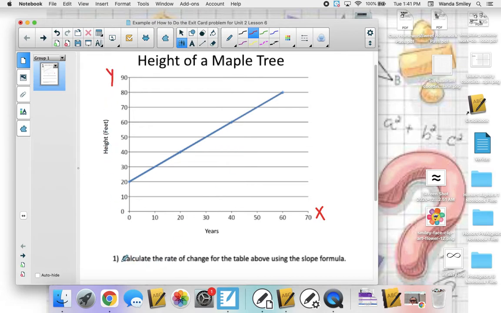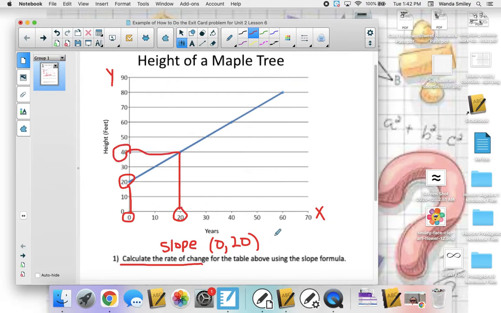So in order to calculate the rate of change, which we did the other day and which is the same thing as slope, we have to have 2 points. I'm going to choose the point at 0, 20. That's one of my points. And then I'm also going to choose the point at 20. If I go up and over, it's at 40. So my other point is 20, 40.